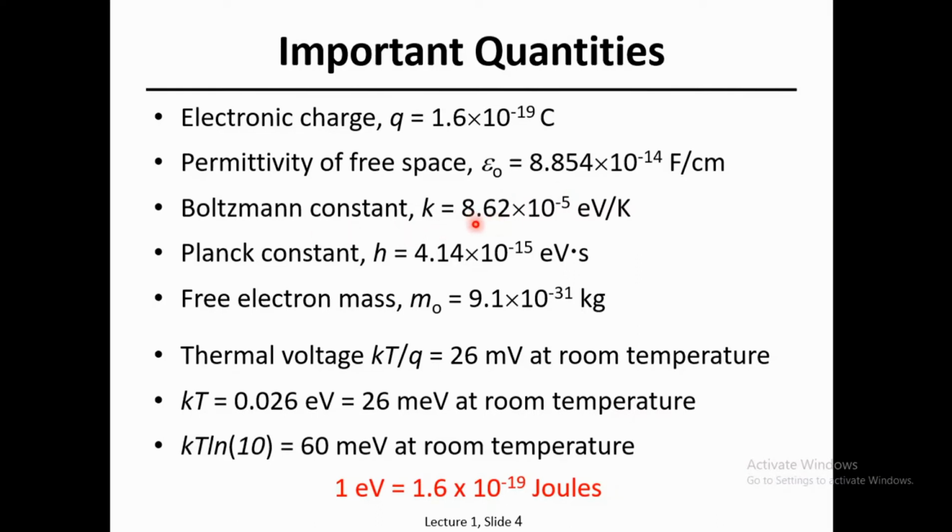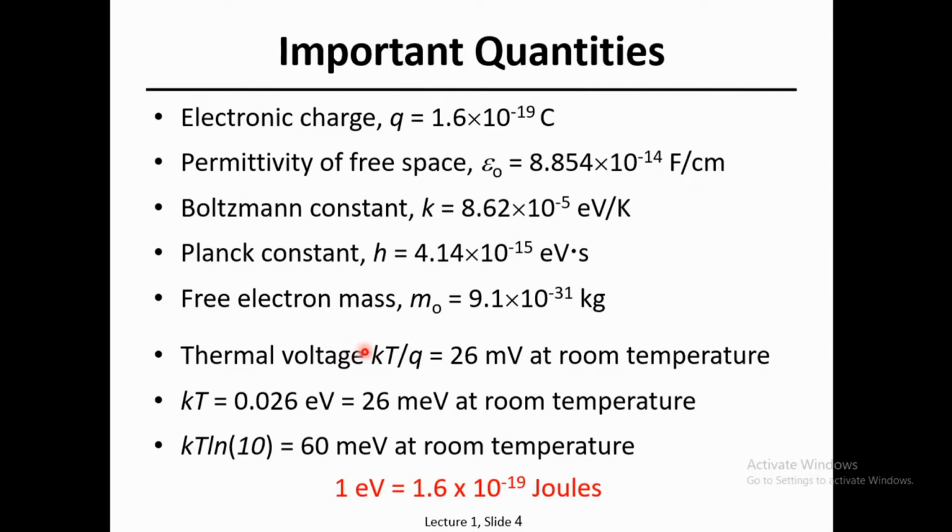So you will know how to calculate your permittivity in the material. Boltzmann constant: 8.62 times 10 to the minus 5 electron volt per Kelvin. Planck constant: 4.14 times 10 to the minus 15 electron volt second. The free electron mass as well: for every material, we will compare the mass of the electron inside the material with respect to the free mass, which is 9.1 times 10 to the minus 31 kilogram.